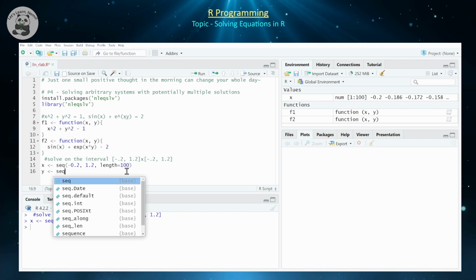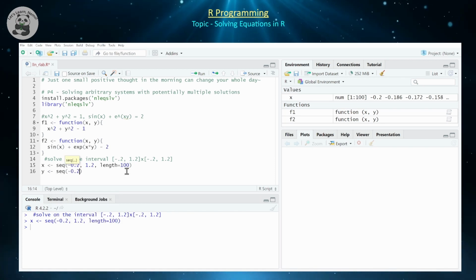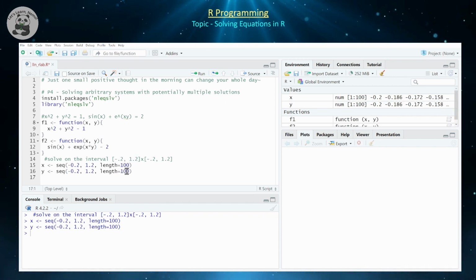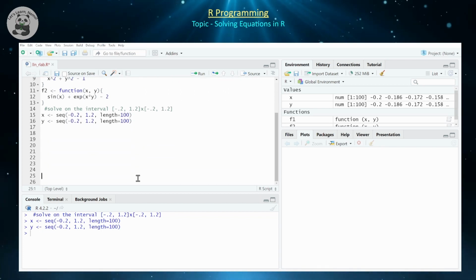And then we're going to have y, which is going to be the same exact thing, with a length of 100. So that means we're going to have 100 times 100 points that we're going to be evaluating inside of this two-dimensional square, which we'll use to generate the graph of our potentially implicit curve.